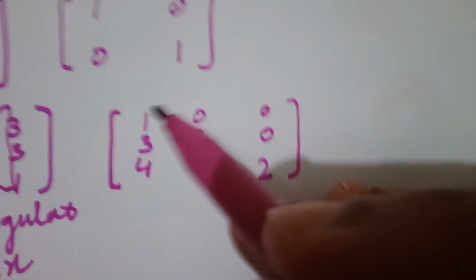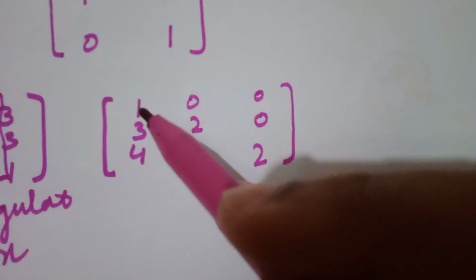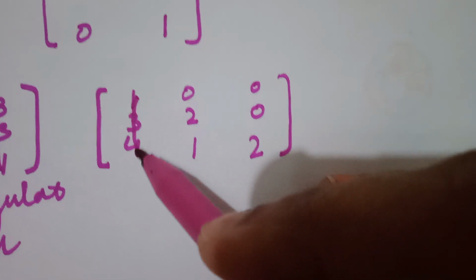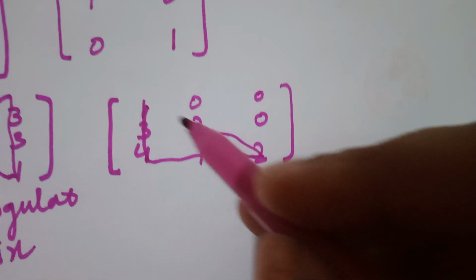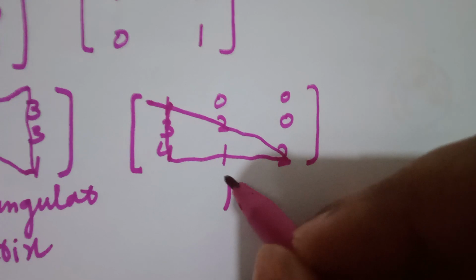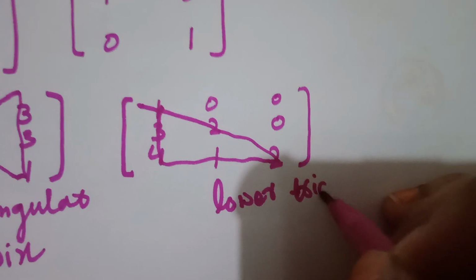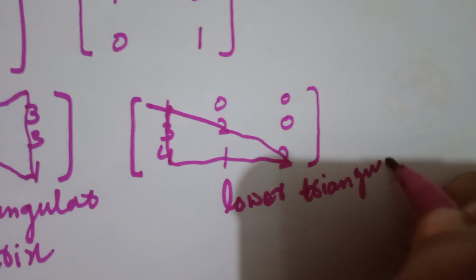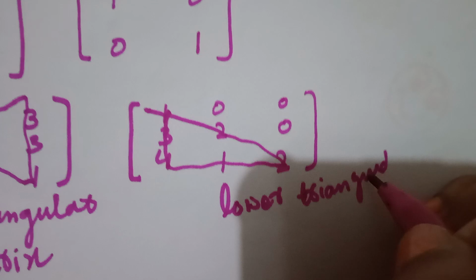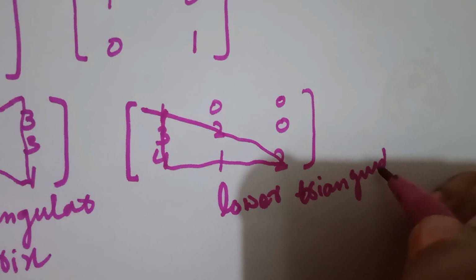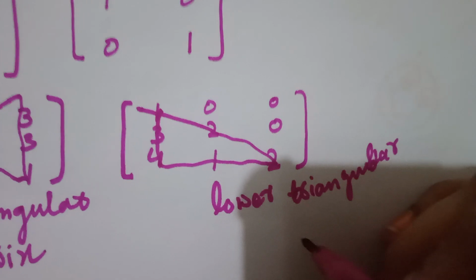And if a matrix has a triangle on lower side, you can say it as lower triangular matrix.